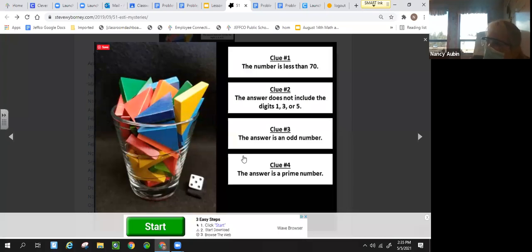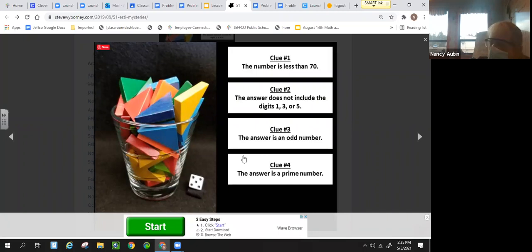Henrik. 28 is even. Remember, if it ends in a 0, 2, 4, 6, 8, it's an even number because it can be divided in half into two equal groups, 14 and 14, 10 and 10. What do you think, Robert? Could it be 29? That's less than 70. The answer does not include the digits 1, 3, or 5. It is odd and it is a prime number. Yes, it could be 29.